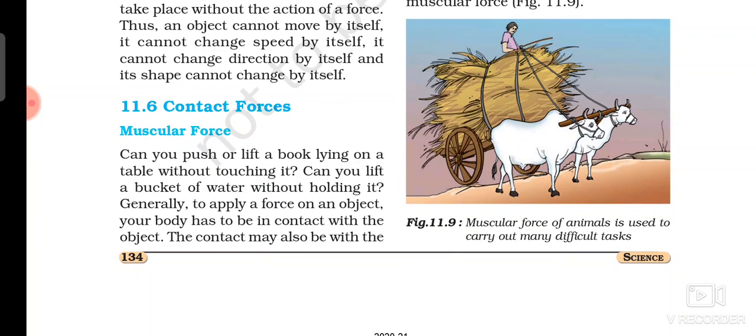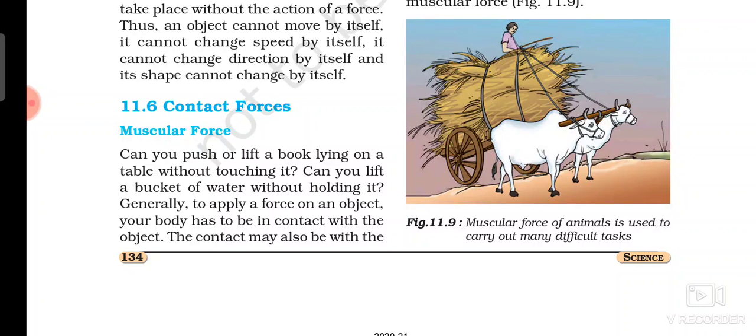The first is muscular force and the second is frictional force. The force which results due to the action of muscles. हम हमारे मसल्स से जो फोर्स अप्लाई करते हैं दूसरे बॉडी पे, that is called muscular force. Now this force can be exerted by both humans and animals. You can see over here, these bullocks are carrying this load. In the figure you can see it. So the force is applied by the muscles of these bullocks to carry this heavy load, right?